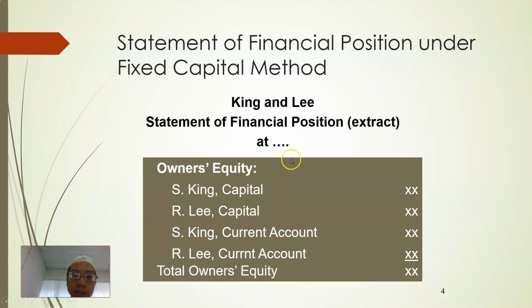Whenever you are asked to produce the capital and the current account of the partners, that means that the business is utilizing the fixed capital method. However, if it just asks you about the capital account, then usually it's using the fluctuating capital method.